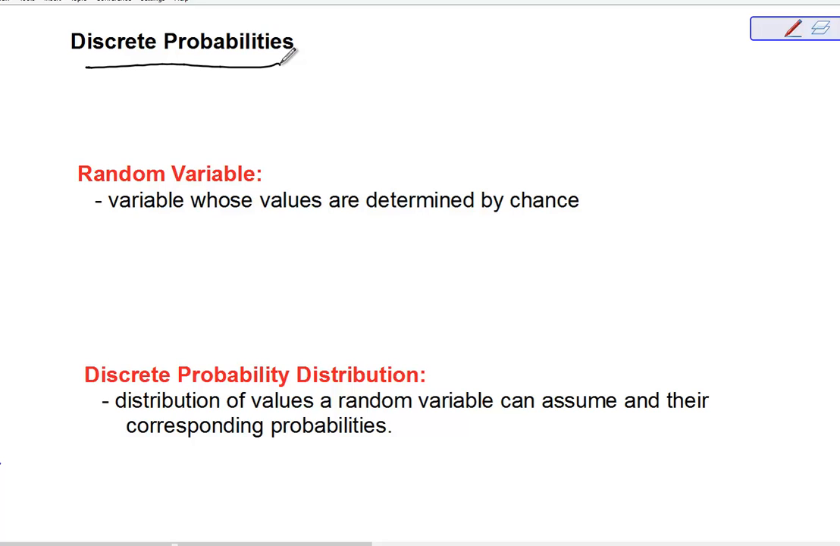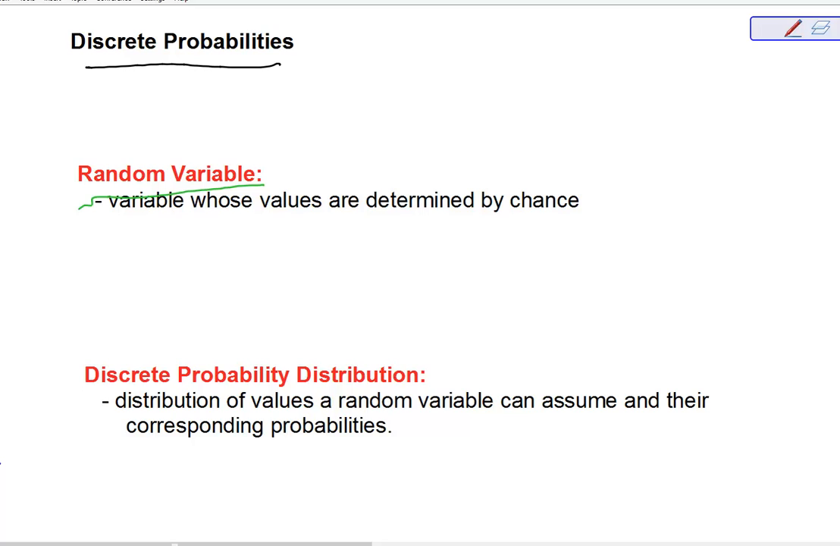Random variables are variables whose values are determined by chance. We've looked at many of these, such as looking at our probabilities, things like that. It's not controlled, it's something that we have no control over. It's just completely random. So a discrete probability distribution is a distribution of values a random variable can assume and their corresponding probabilities. All it is, is making a table of those discrete values and what their probabilities are.